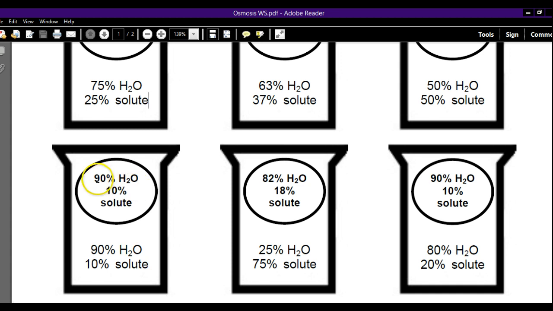Okay, here's a great one. Here's 90% on the in, 90% on the out, 10% on the in, 10% on the out. Okay, this is still an isotonic solution. It doesn't have to be 50-50. The same concentration that's on the inside is also on the outside. And this is isotonic.